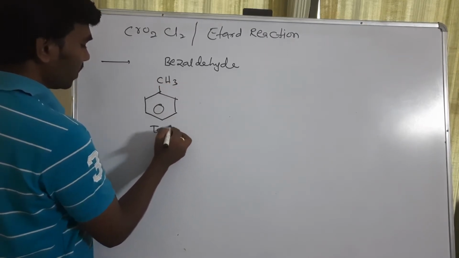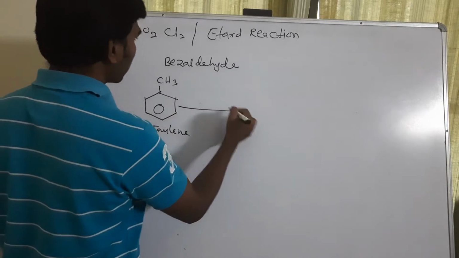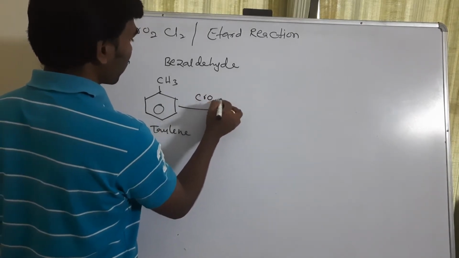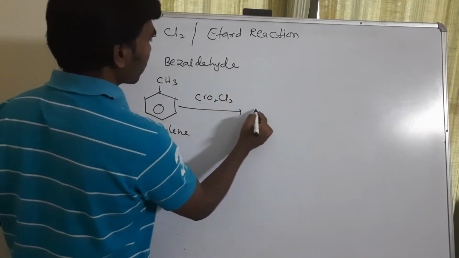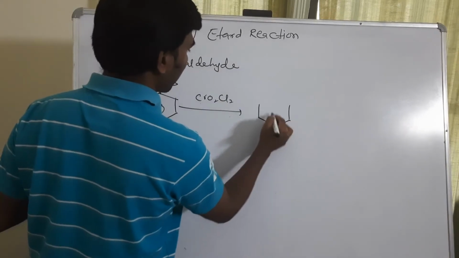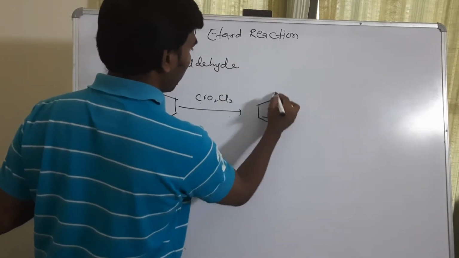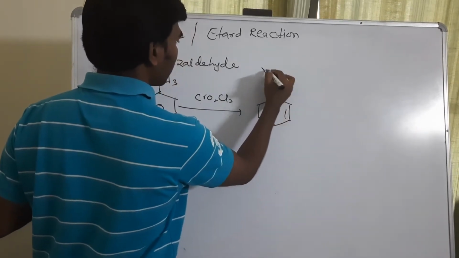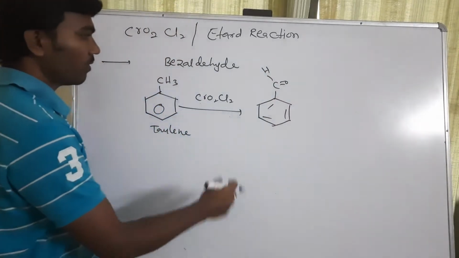This toluene is reacting with chromyl chloride, CrO2Cl2. Then it is going to form benzaldehyde. It will give benzaldehyde. So this is the best method for the preparation of benzaldehyde.